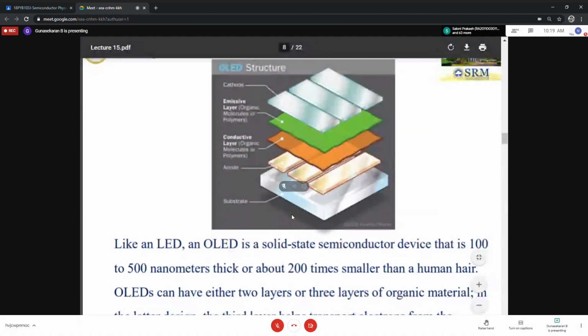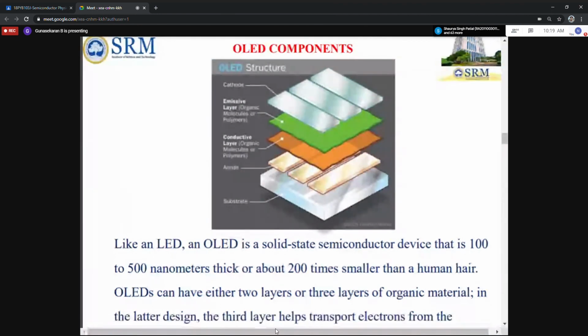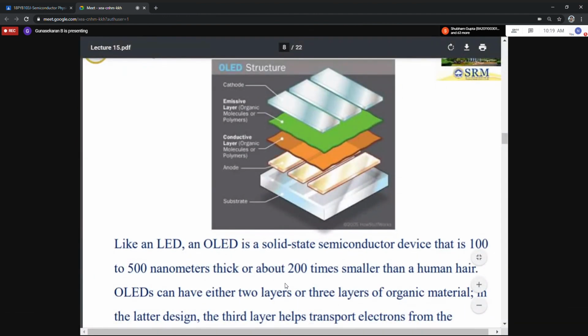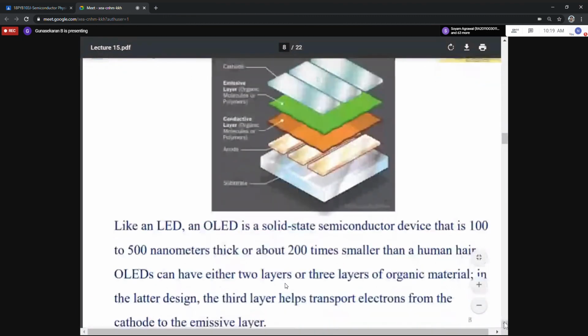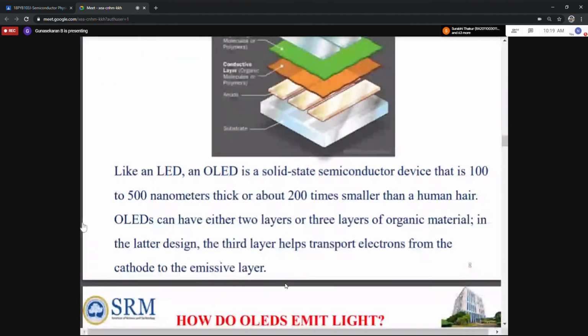So what is the maximum thickness here? It is on the order of 100 to 500 nanometer thick. That is about 200 times smaller than a thin hair. For example, take your hair; the OLED is 200 times less than that thickness. Light radiation is emitted in between the conductive and emissive layers. They can have either 2 layers or 3 layers of organic material, that depends. And nowadays, in later designs, the 3rd layer is also taken as an electron transport layer.